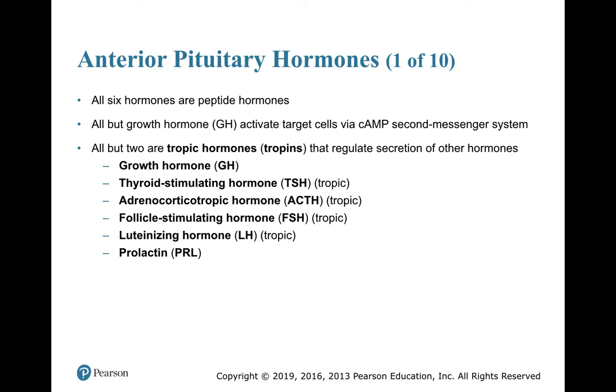So the anterior pituitary produces 6 hormones. All 6 of those hormones are peptide hormones. All but growth hormone use the cyclic AMP second messenger system that we talked about earlier. All but 2 are tropic hormones, and tropic hormones or tropins are hormones that cause the release of other hormones. So the 6 are growth hormone, thyroid stimulating hormone, adrenocorticotropic hormone, follicle stimulating hormone, luteinizing hormone, and prolactin.